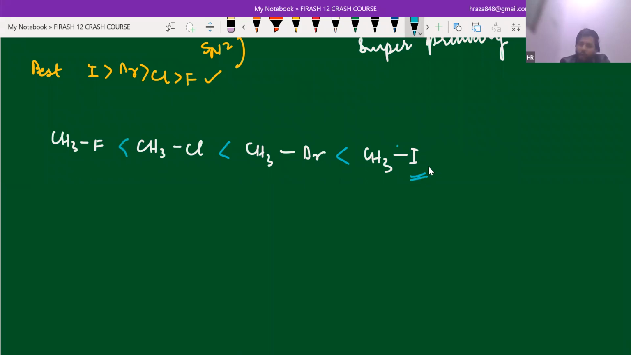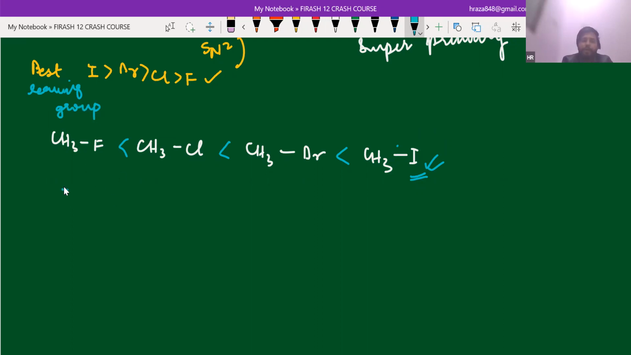If it will not go, how will the reaction take place? If it goes easily, that means it is reactive. If it goes, then the reaction will occur. Yes or no? Fluorine is the most electronegative, but iodine is the best leaving group.